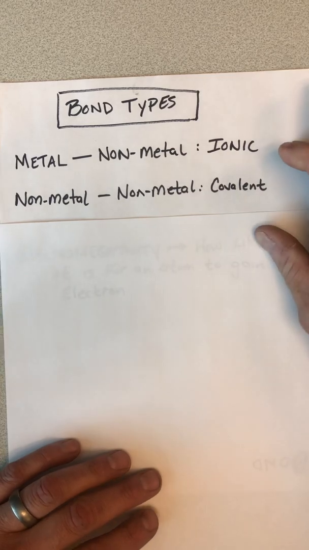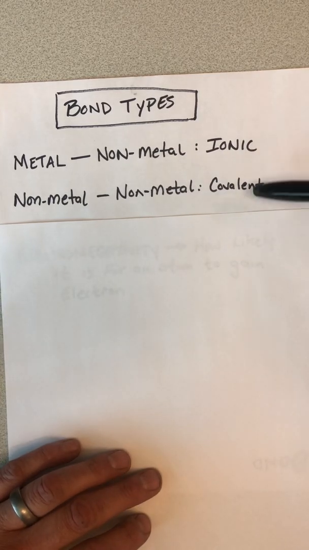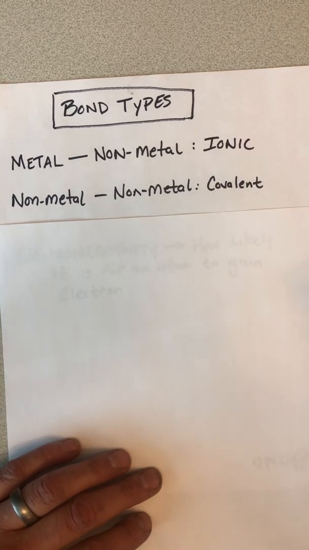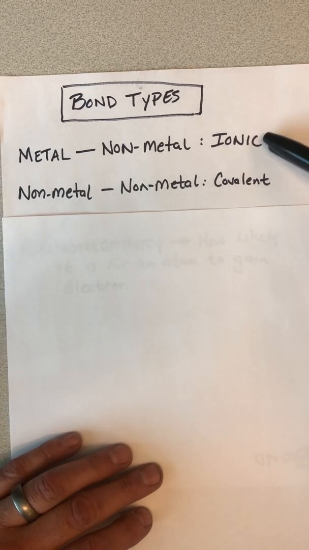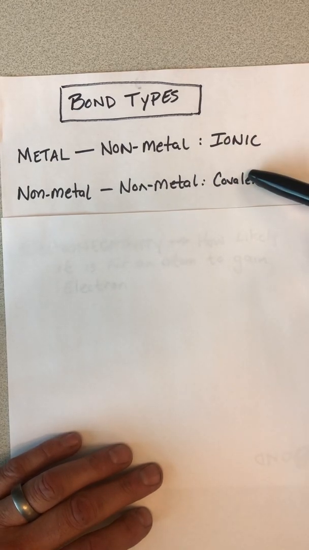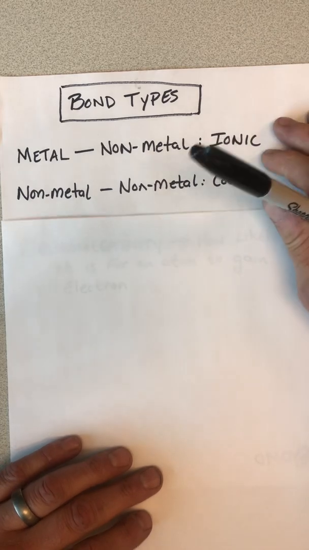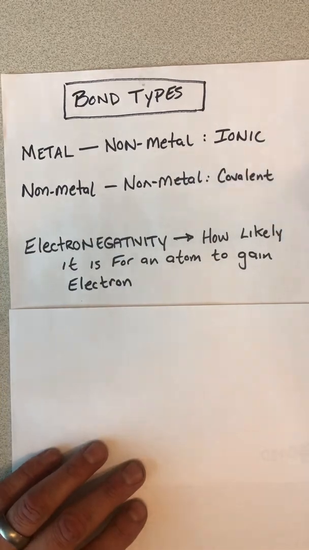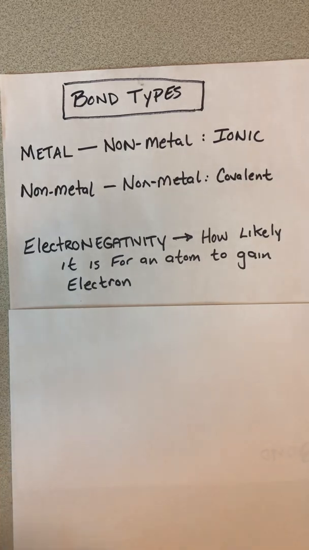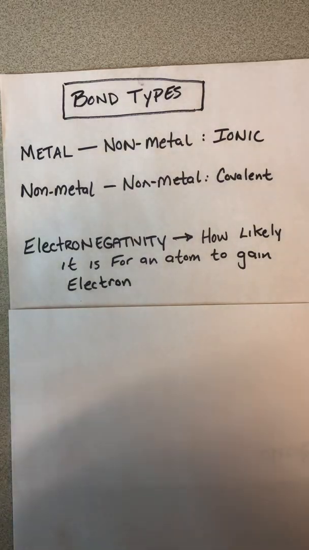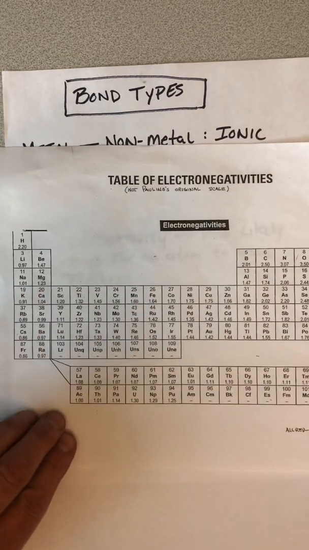Okay, but we can sort of further classify these things in terms of their bond strength. It turns out ionic bonds are stronger than covalent bonds, but not all bonds are of equal strength. So we have to understand something called electronegativity. Electronegativity is just a measure of how likely it is for an atom to gain an electron. And so we have this table of electronegativities here.